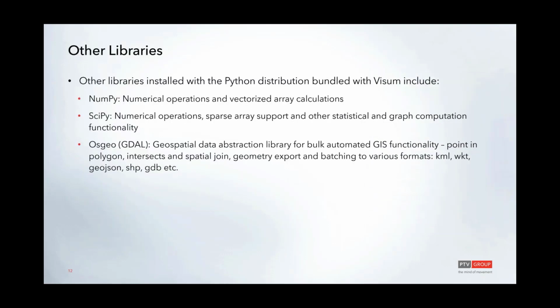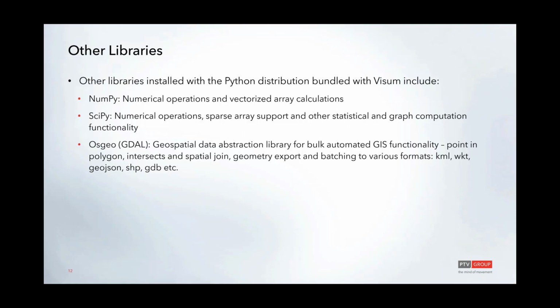Some of the other libraries that we also package in the Visum distribution or installation include the NumPy library. This is a library that's very useful for numerical operations and vectorized array calculations. So this is built over a framework that is optimized for handling large arrays and makes it really fast to compute utility transformations or other such matrix calculations that you might be doing for finding, let's say, friction factor lookups and such.